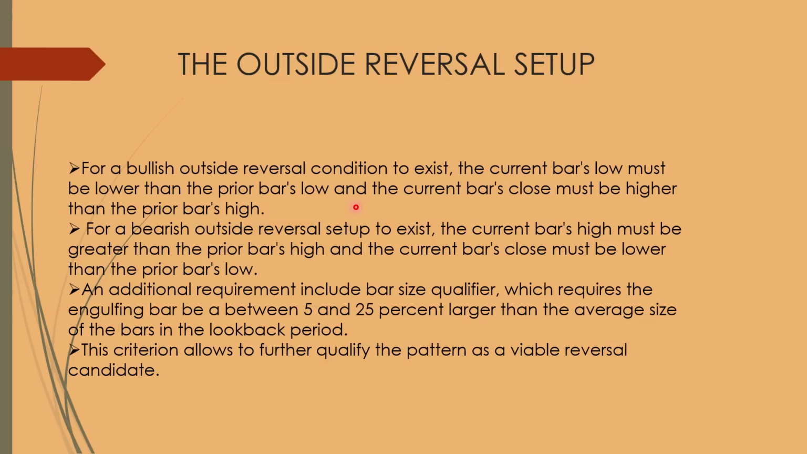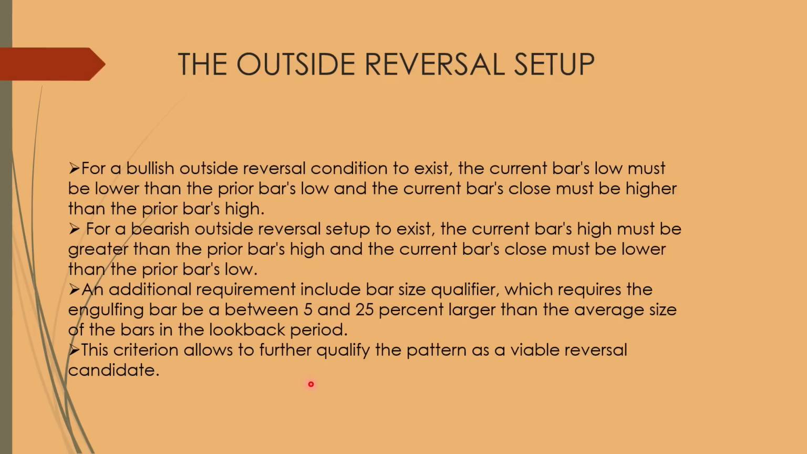The second one is the outside reversal setup. For a bullish outside reversal condition to exist, the current bar's low must be lower than the prior bar's low, and the current bar's close must be higher than the prior bar's high. For a bearish outside reversal setup to exist, the current bar's high must be greater than the prior bar's high, and the current bar's close must be lower than the prior bar's low.